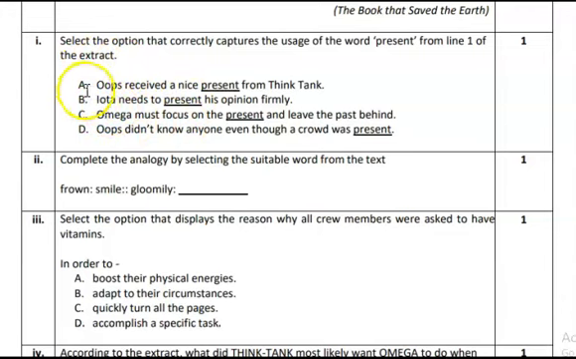So option A, oops, received a nice present. So here present is a gift. It cannot be the answer. Iota needs to present his opinion formally. It will be the answer because present has been used as a verb here. Omega must focus on the present and leave the past behind. So here present is talking about present time, and oops didn't know anyone even though a crowd was present, means gathered. So I think the questions given under the first extract are easier in comparison to this extract.